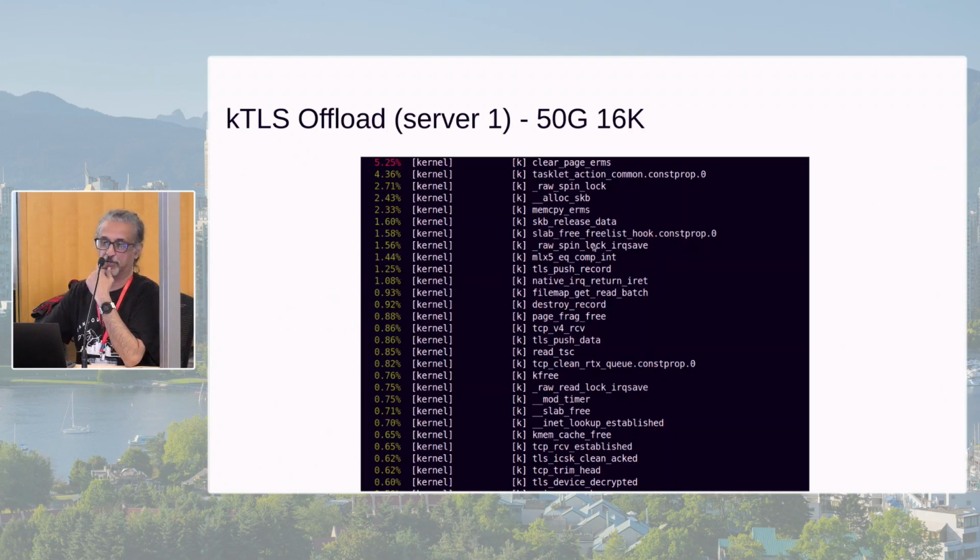And when you look at the perf, all the crypto numbers disappeared, right? Now you're hitting memory bandwidth problems, right? So now it's just copying to user space that is your bigger challenge.